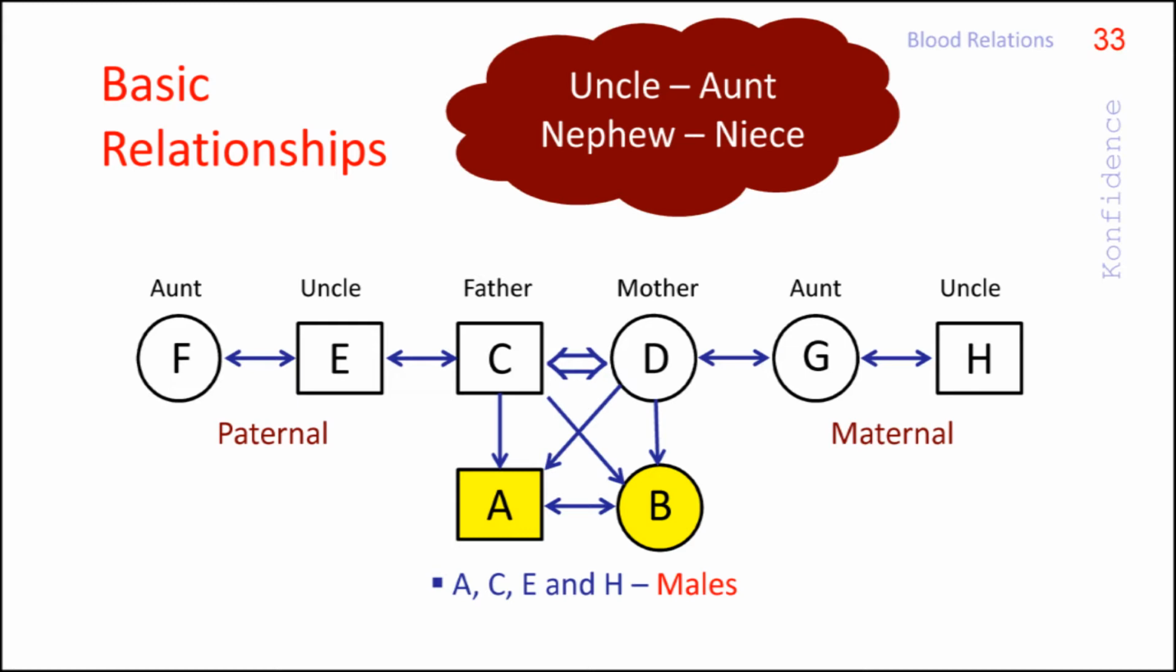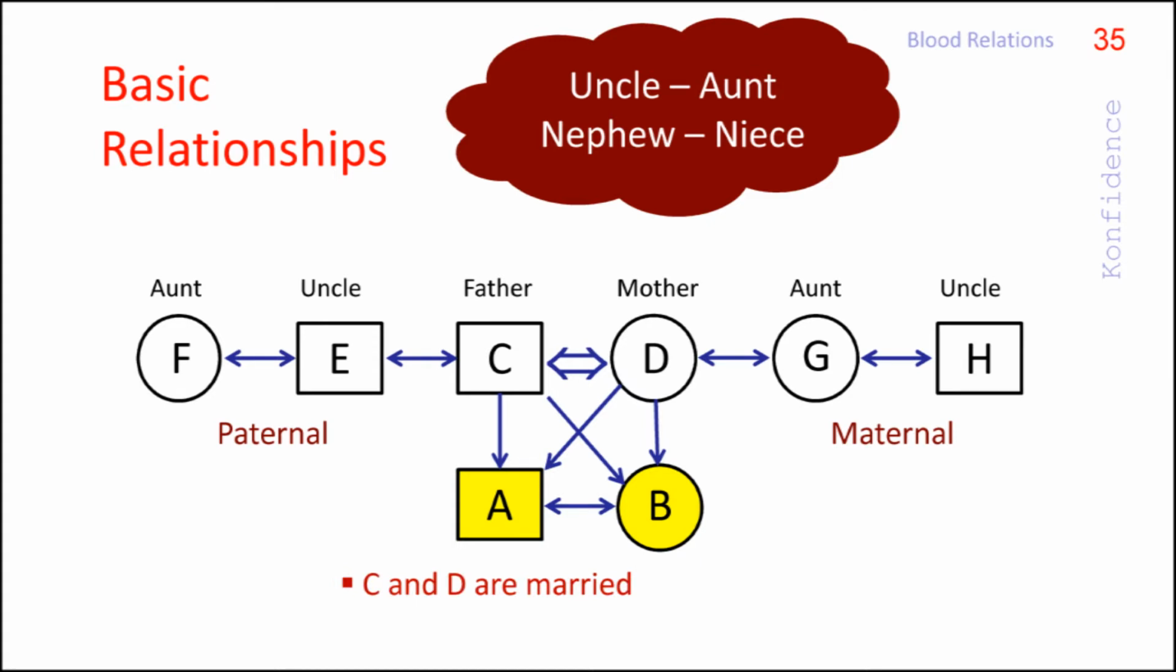A set of relationships is shown there using the notations we have just learned. Do not get overwhelmed by the representation. It is quite simple. In the diagram, A, C, E, and H are males and are indicated by enclosing them in squares. B, D, F, and G are females and that is indicated by a circle around them. In this diagram, we are looking at the relations with respect to A and B. That is why they have been highlighted in yellow.